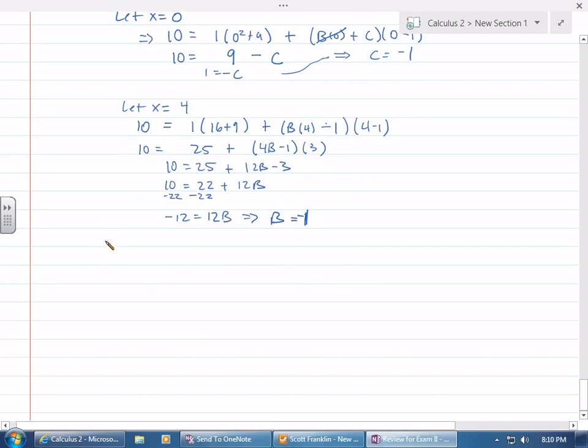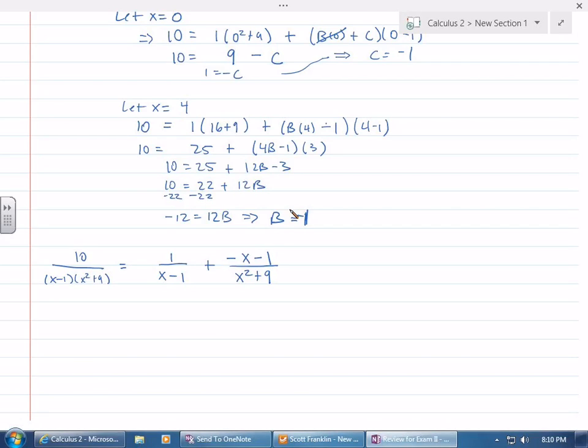Okay, so since it's up above the screen, let me just rewrite what I've got. I've got that 10 over x minus 1, x squared plus 9 is the same thing as 1 over x minus 1 plus a negative x minus 1 over x squared plus 9. How did you know to choose 4 though? Oh, I didn't. You told me to choose 4. So you just guessed? It doesn't matter. Guess it, as long as you choose another number.